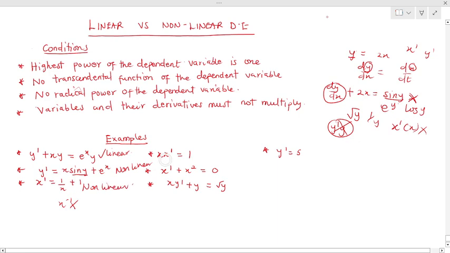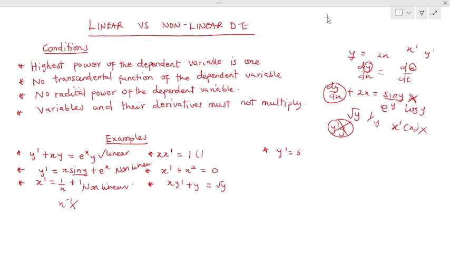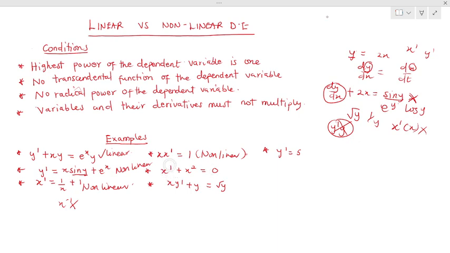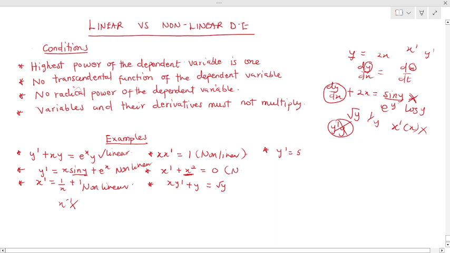Now let me come to this side. I have x multiplying x prime is equal to 1. Obviously, variables and their derivatives must not multiply, so this is nonlinear. Then I come to this one, x prime plus x squared is equal to 0. For this equation, you realize that x is the dependent variable, but I have x squared here. So this makes it nonlinear.